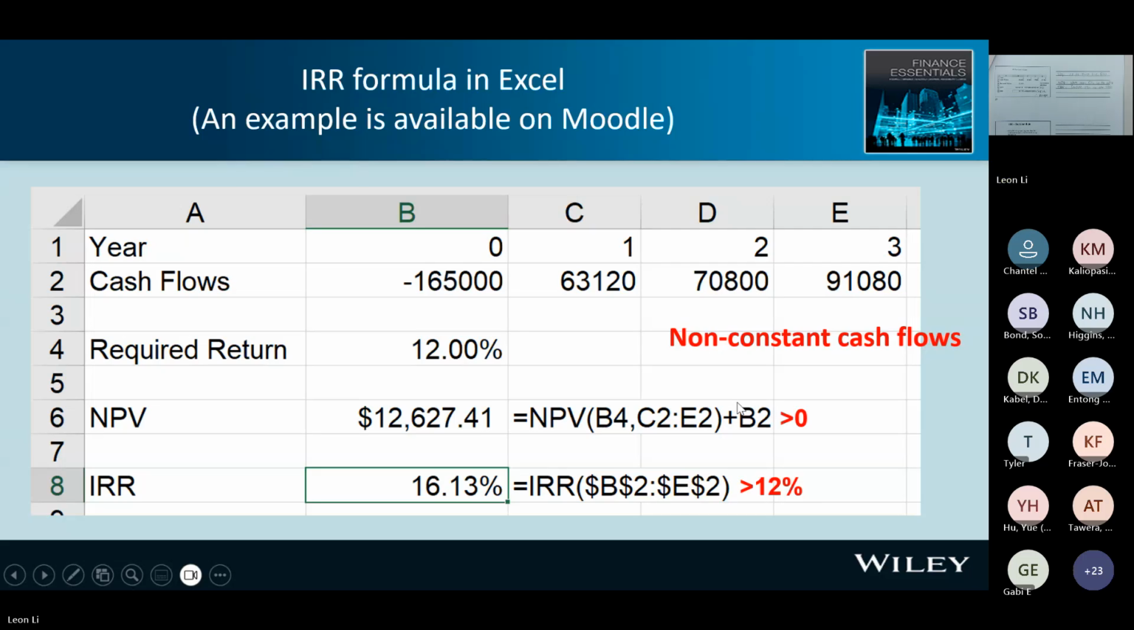The reason: cash flow at 0, CF0, is money today. It doesn't need discounting. So don't put CF0 in your NPV formula. But in the IRR formula, you will include CF0. You can see in your IRR formula, we have B2 to E2, all the cash flows, including CF0. All right, so this is the point.